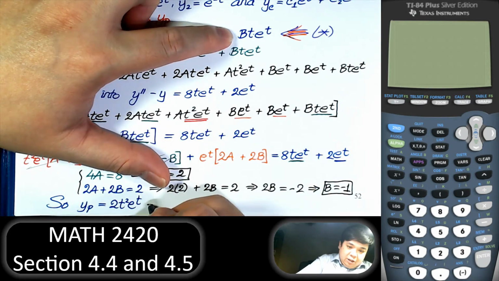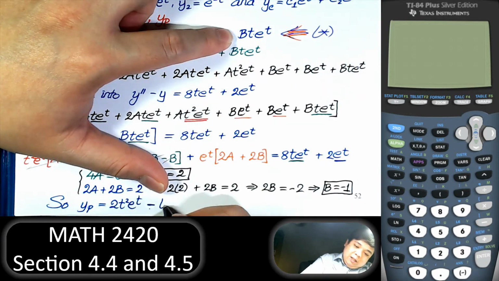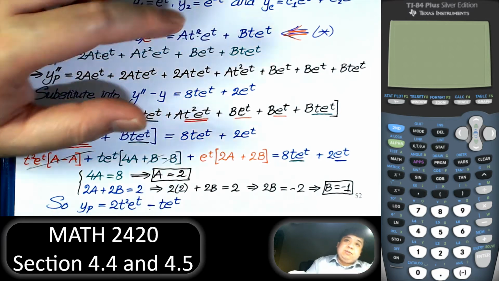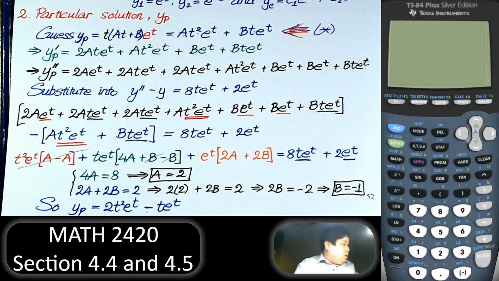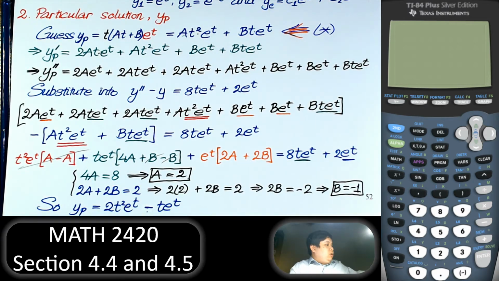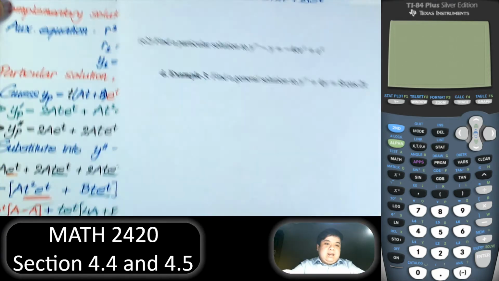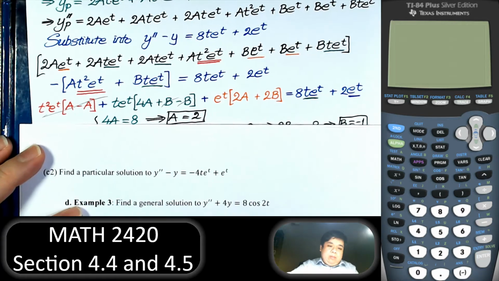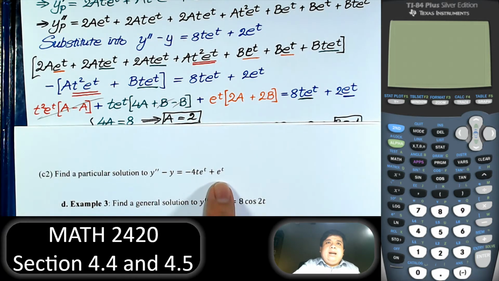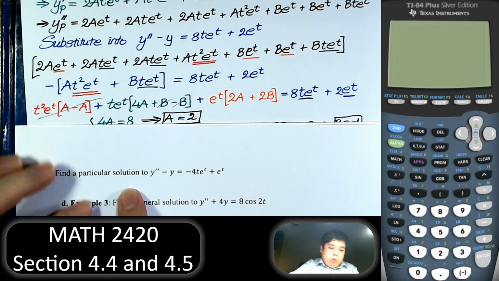Minus 1 t e to the t. Right, so that is the particular solution to our problem. Alright, next we have this problem. And then we say, how are we supposed to do that? That takes a lot of space, right? Why do we only have one line?